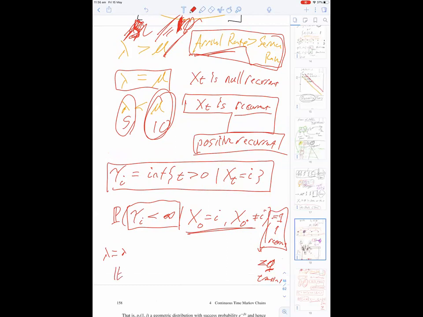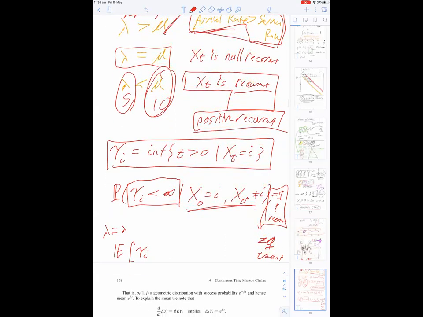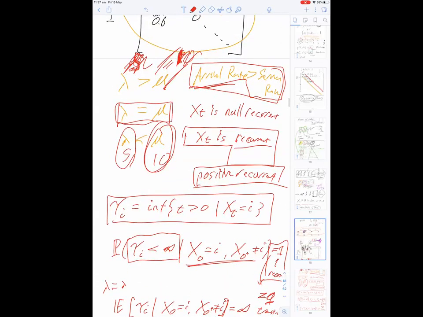However, the expected value of tau_i, given X0 equals i and X1 not equal to i, so you just made a transition, is actually going to be infinity. So that random variable is heavy-tailed. It doesn't have a finite expectation. So that critical case of lambda being exactly mu is a bit of a funny case.